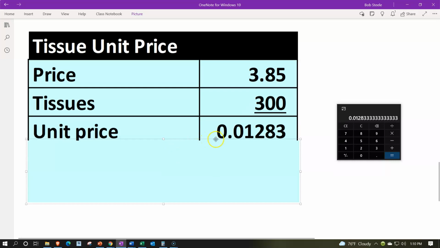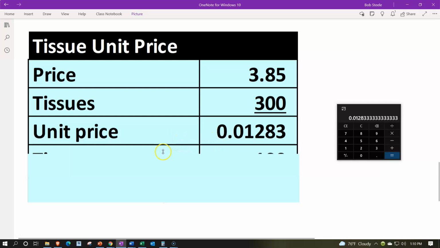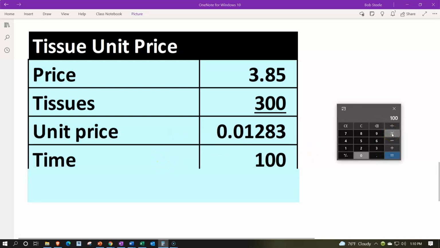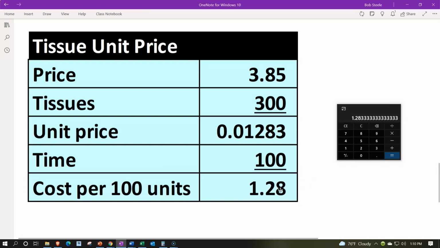But we might say, well, that's still kind of small to be comparing with other tissues on a per tissue basis. So you could say, well, why don't we take that and multiply it times 100, and we'll get the price per 100 tissues. So clearly when we're doing the comparison there, we can try to break the calculation down to a per 100 tissue type of calculation, and possibly that makes it a little bit easier for us to do the comparison.